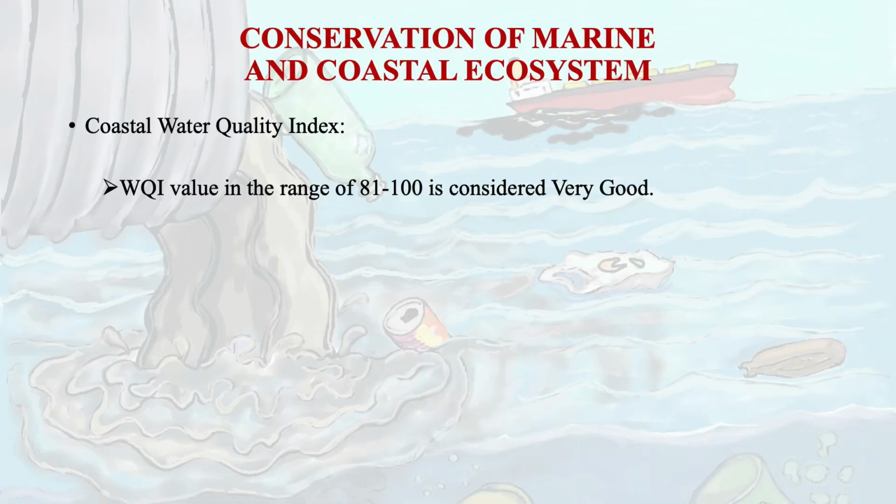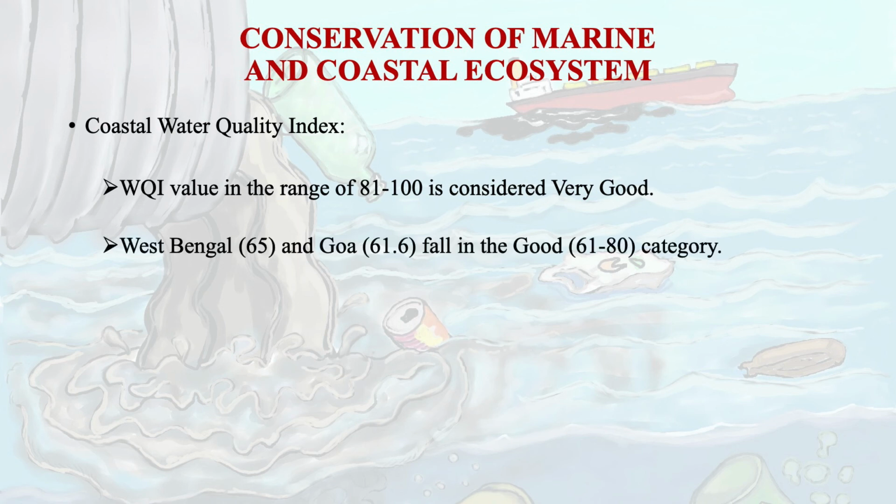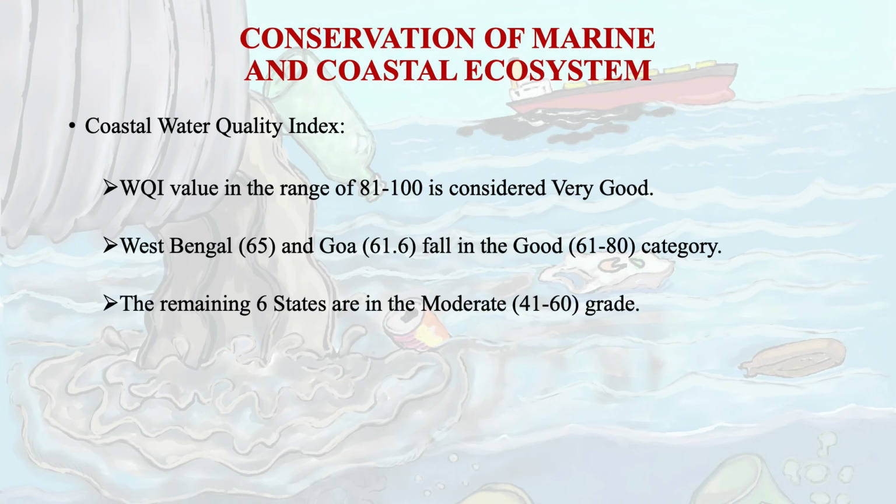The coastal water quality index value in India in the range of 81 to 100 is considered very good, but unfortunately we are not able to achieve that. West Bengal has 65, Goa has 61.6. That is under the category of good. It's not in the very good category. The other 6 remaining states are in moderate, and there is a chance to improve.